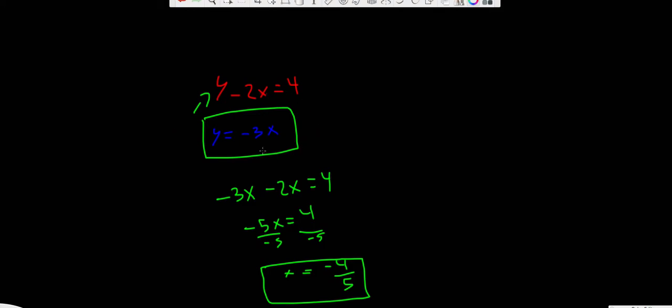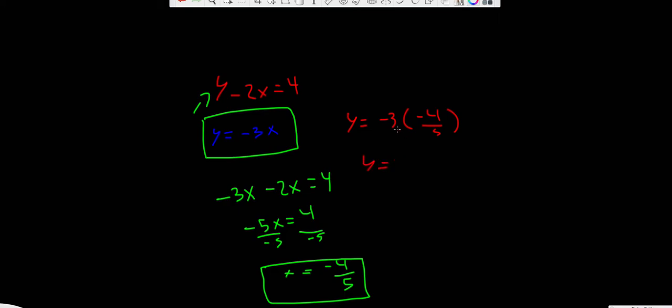So we know that the y-coordinate has to be negative 3 times whatever the x-coordinate is. So we have y is equal to negative 3 times our x-coordinate. So negative 4 over 5. Now we can go ahead and multiply it out, and we get our y-coordinate.